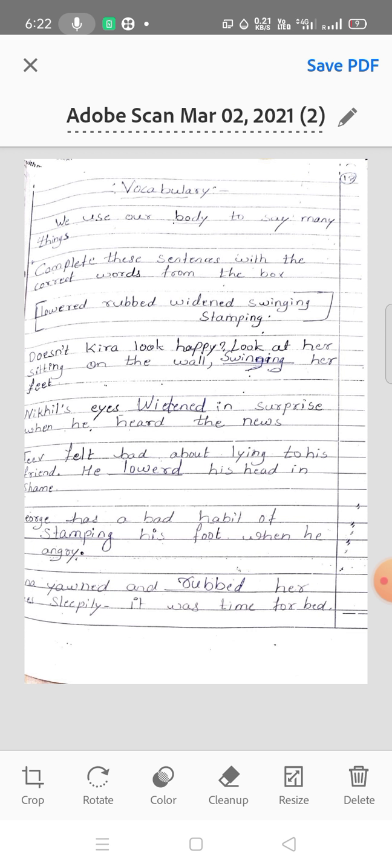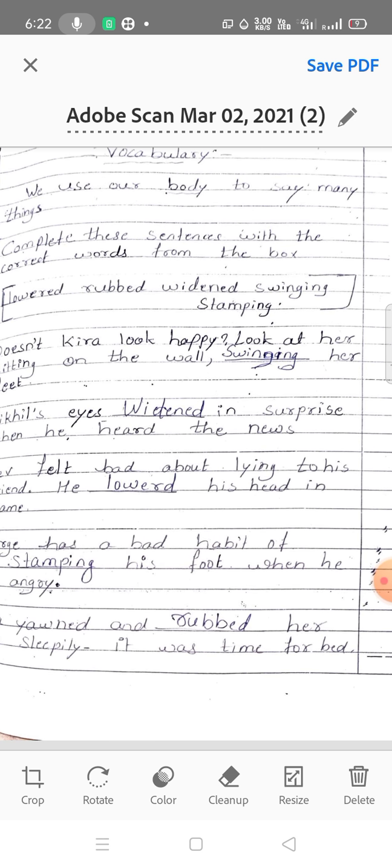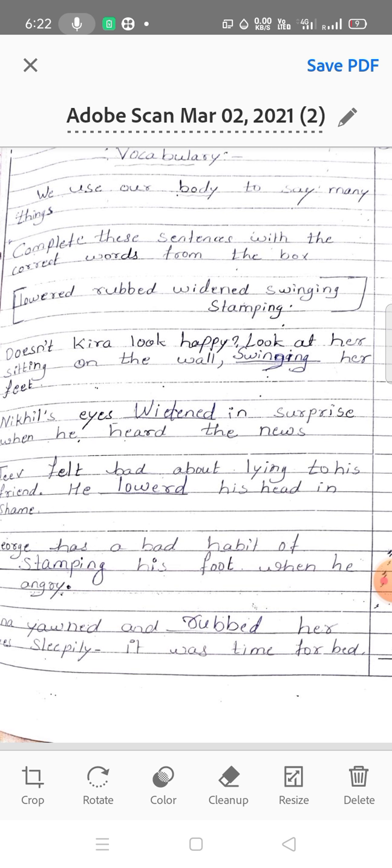Okay, now we are at chapter 3, that vocabulary is remaining. So I am doing that vocabulary today. We use our body to say many things. ओके हमारा बॉडी हम बहुत सारे चीज़ें बताने के लिए इशारे से या कुछ एक्शन करके बताते हैं. Complete these sentences with the correct words from the box.